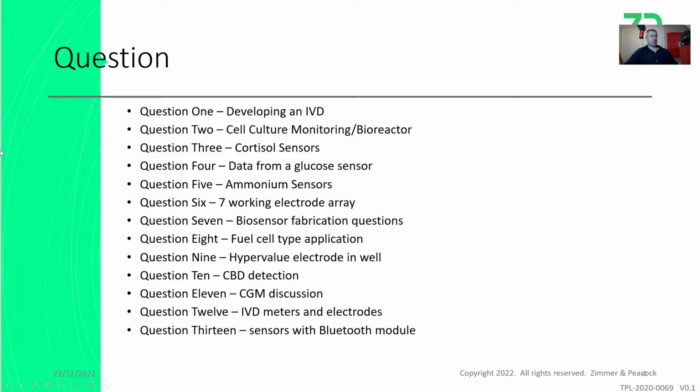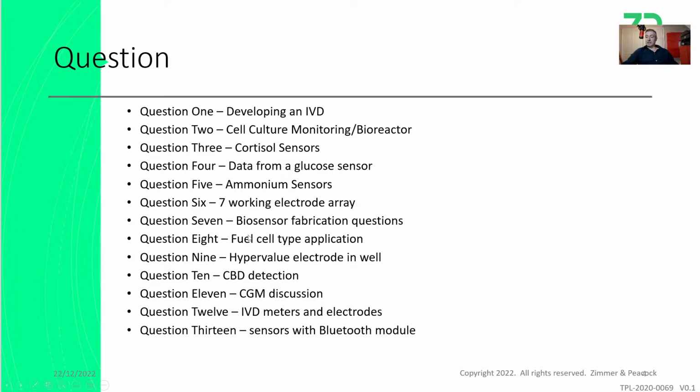Got a lot of questions today. Question number one is about developing an IVD. Question number two is about cell culture monitoring and bioreactors. Question number three is about cortisol sensors. Question number four is data from a glucose sensor, which I will dive into quite deeply. Question number five is just about ammonium sensors. Number six was about making arrays of electrodes. Number seven was just a short one about sensor fabrication.